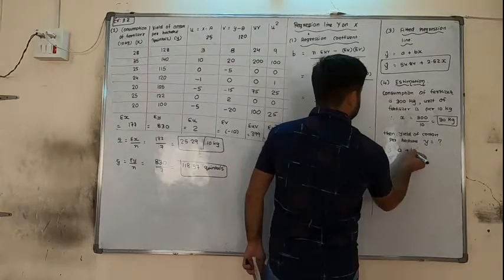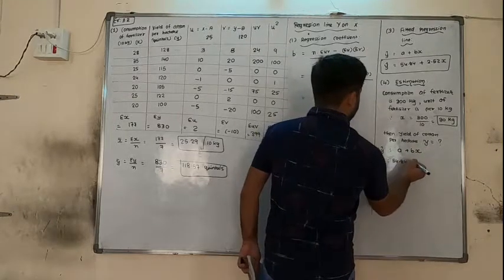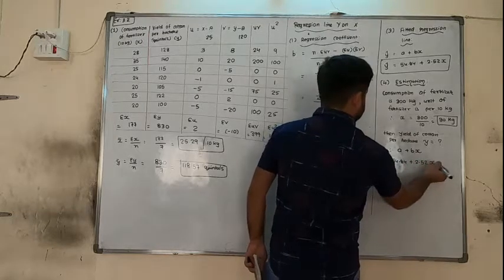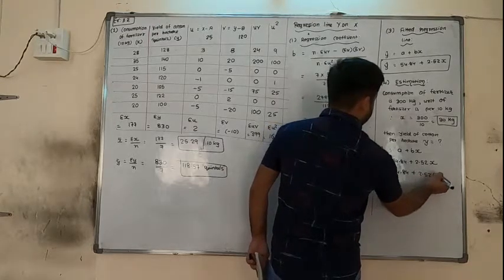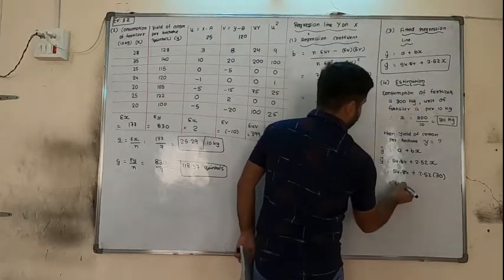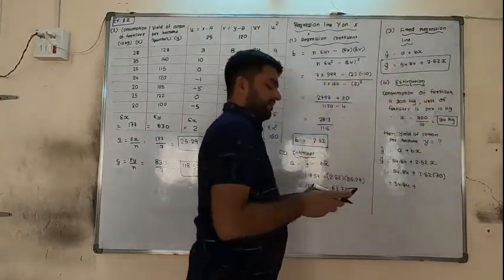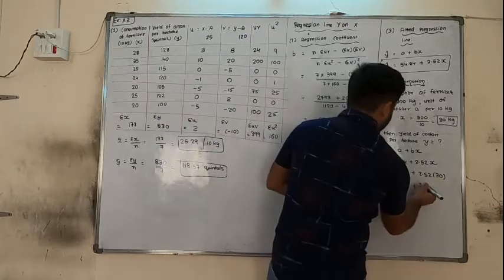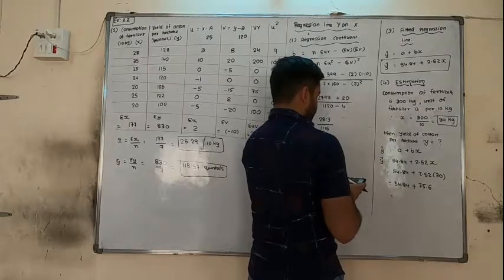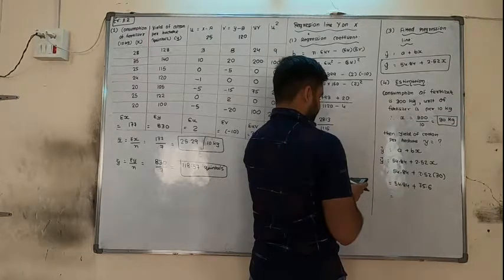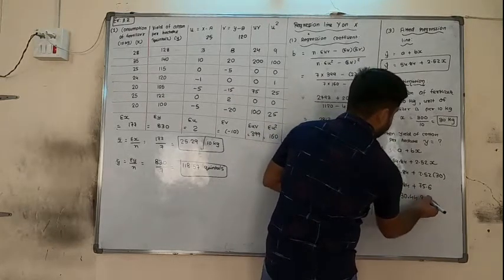Y cap is equals to a plus bx. Y cap is equals to 54.84 plus 2.52x. 54.84 plus 2.52 multiply 30. 54.84 plus 2.52 into 30, 75.6 plus 54.84. It's 130.44 and the unit of y is quintals.